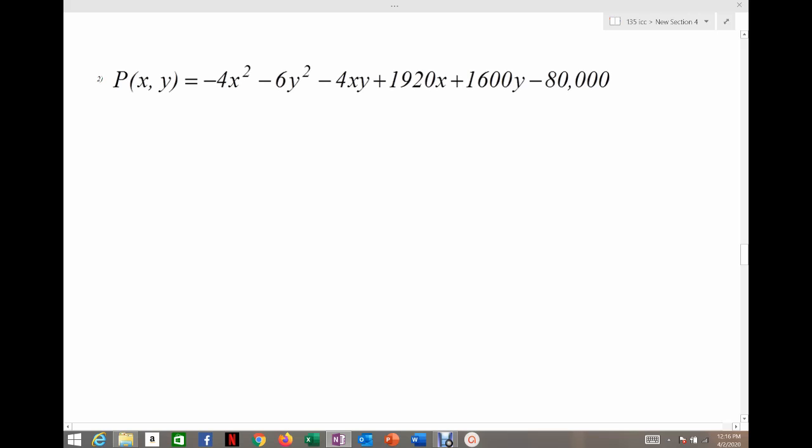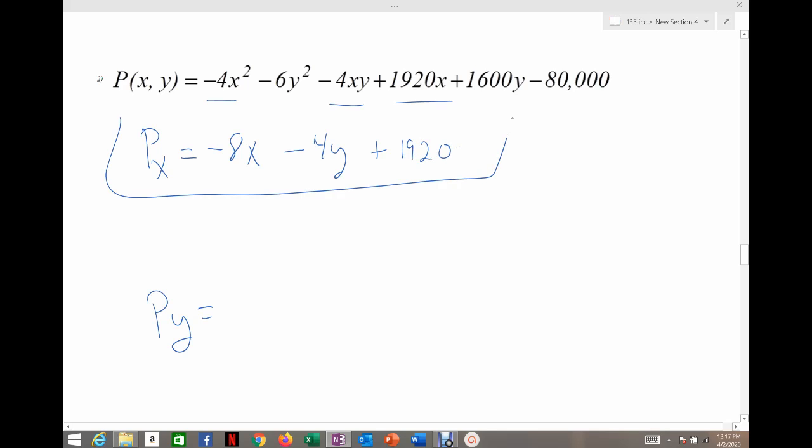Alright, so I've got my P of x y here. I'm going to take my derivative with respect to x, and then my derivative with respect to y. So remember, when I'm taking the derivative with respect to x, I only look at the x parts. If it doesn't have an x part, it's constant, and it zeroes away. So negative 4x squared is going to give me a negative 8x. Remember the mixed derivative, the 4 and the y are the constants. I take the derivative of x, which is 1, so I'm just left with 4y. And then the 1920x is just going to give me 1920.